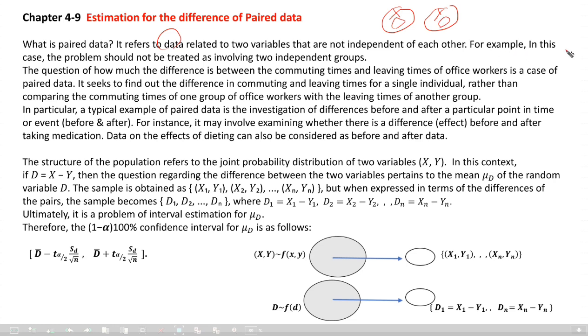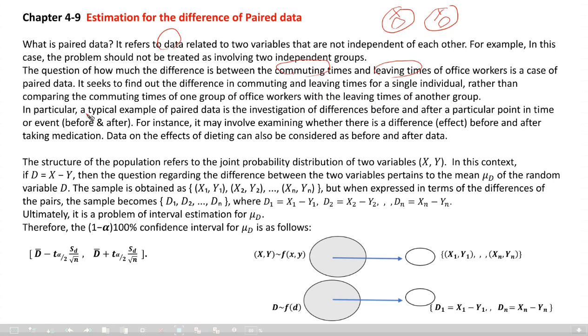For example, in this case, the problem should not be treated as involving two independent groups. The question is how large the difference is between the commuting time and living time of office workers. Then there are two data points, commuting time and living time, for one person. This is the case of paired data. It seeks the difference between commuting and living times for a single individual, rather than comparing the commuting times of one group with the living times of another group, right?